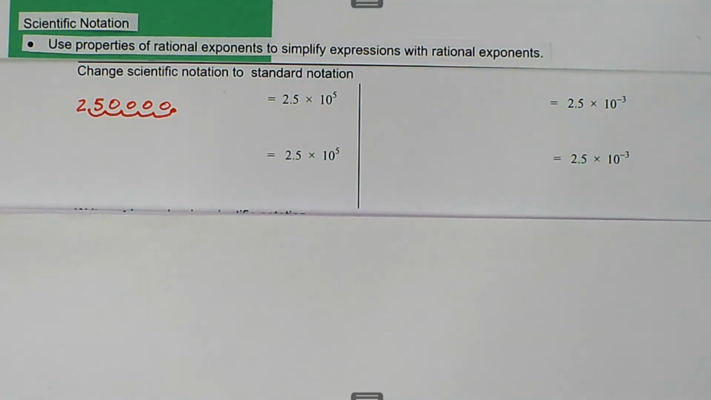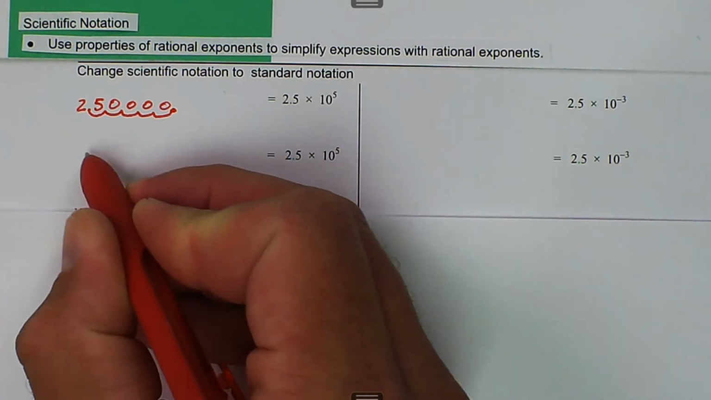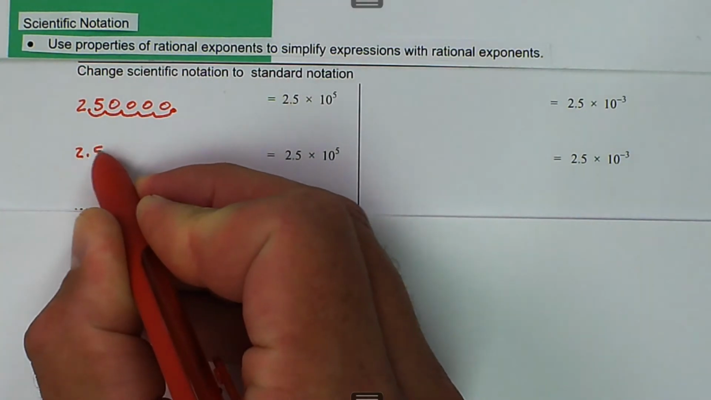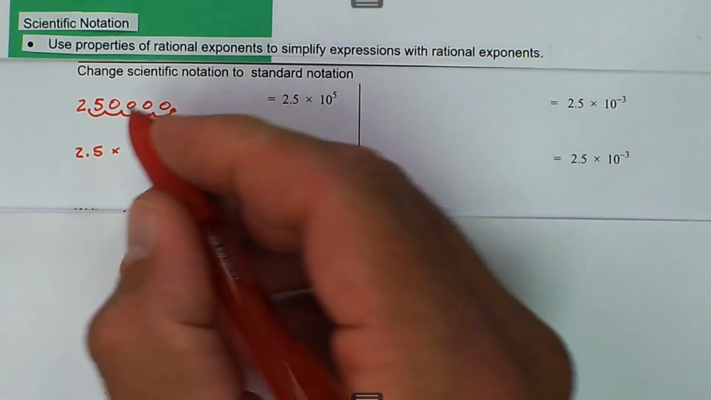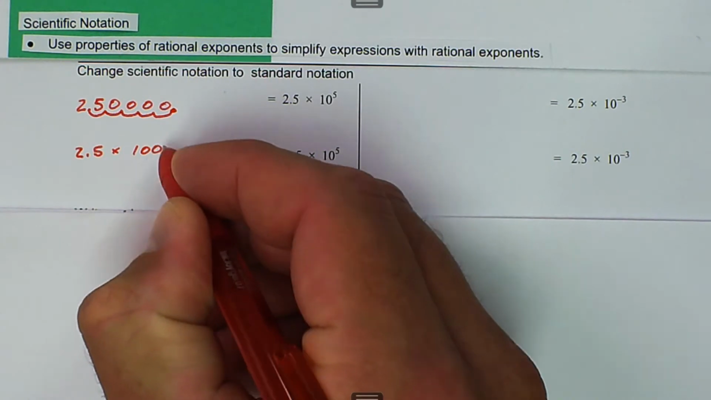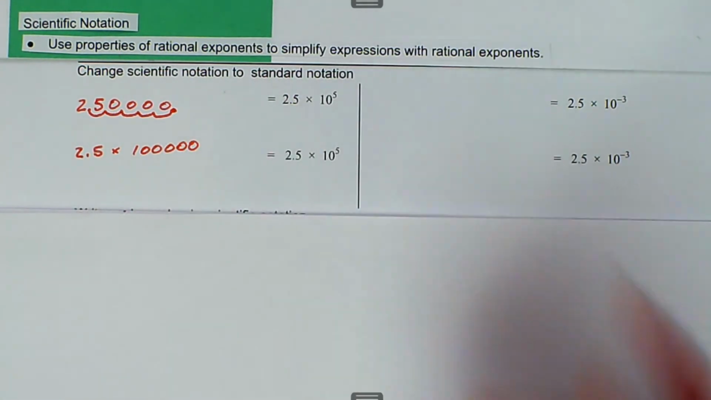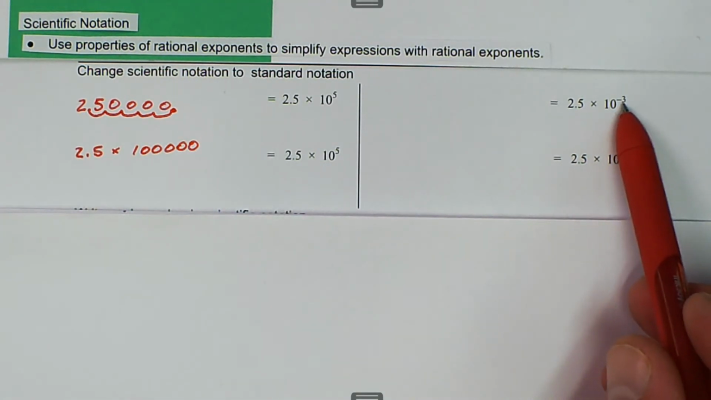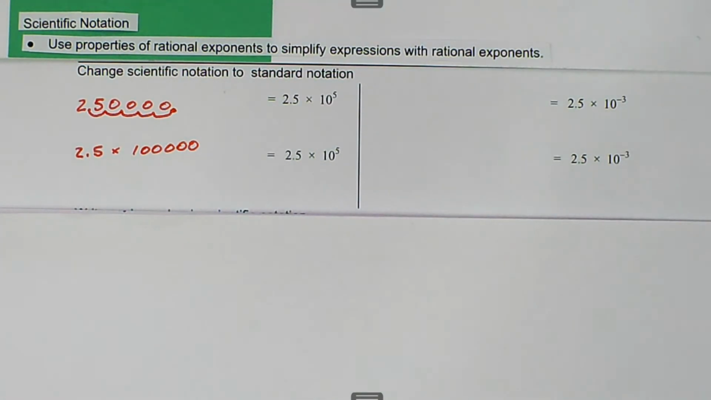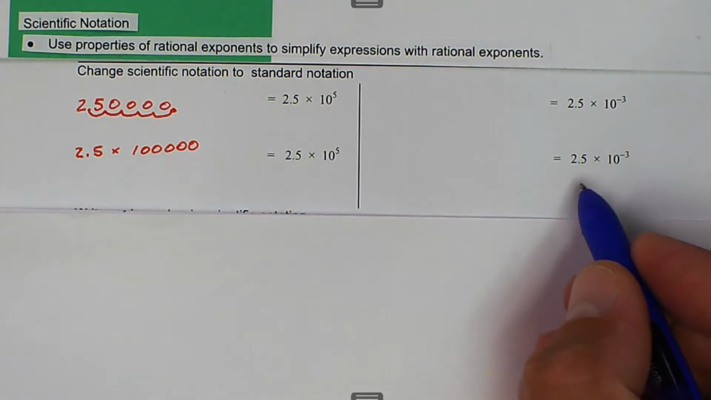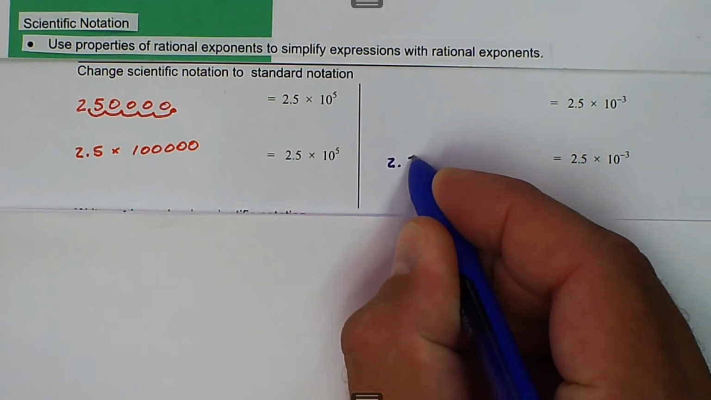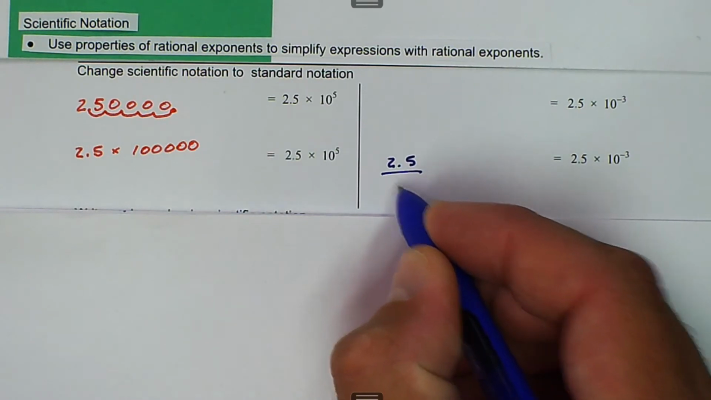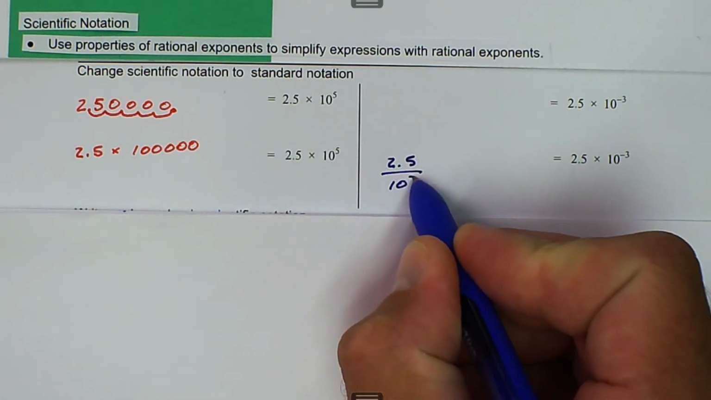Another way that we can think about that is what we're multiplying that by. We want to multiply 2.5 times 5 zeros. If we have a negative exponent, what that means is we're actually saying 2.5 divided by 10 to the third.